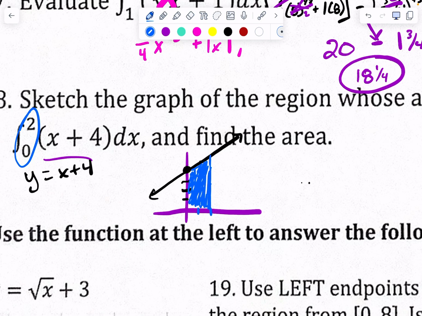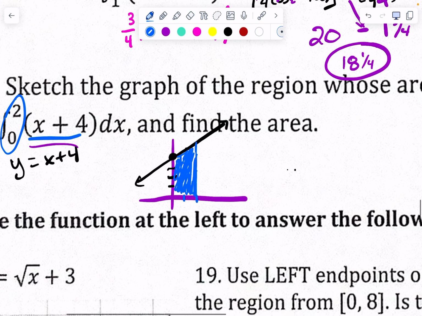Do you want to do it by geometric figures, or do you want to do the area by antiderivative? Antiderivative. Okay, so this guy is 1/2 x squared plus 4x. Now that we have calculus, who needs geometry anymore, right? Zero.